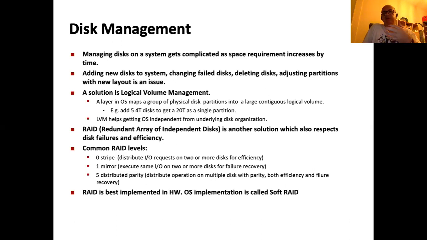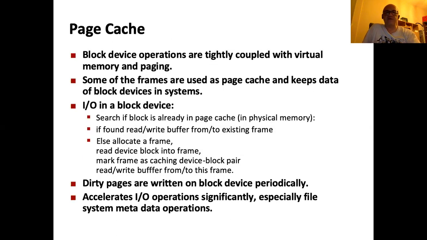For redundancy, you can use RAID level 1. So all writes are replicated in two hard disks in parallel. So there are two copies of the same block in both of the disks. If one of them fails, the system will automatically keep serving you from the other one, and you can replace the failed disk by that time. Or we can have combinations like 0 plus 1, or parity-based RAID 5 and so on. However, RAID is something expensive, so it is best implemented in hardware, and in the operating system we have soft RAID. We already mentioned the page cache, so I am not repeating that.